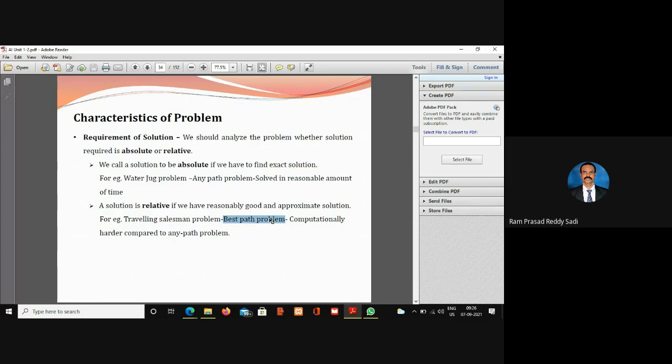What does it say? It clearly tells you the next state depends on the previous state. So that's what relative is. Computationally harder compared to any path problem. All these concepts you might have learned in your data structures. Maybe traveling salesman problem you might learn in design and analysis of algorithms. But all these problems, we normally call them relative problems. A definite solution, we call an absolute problem.